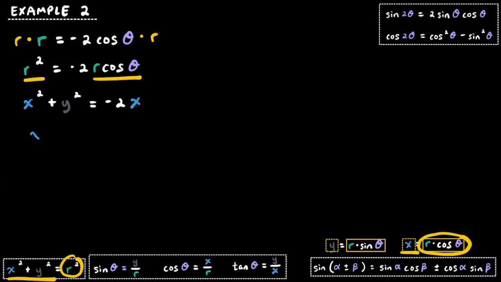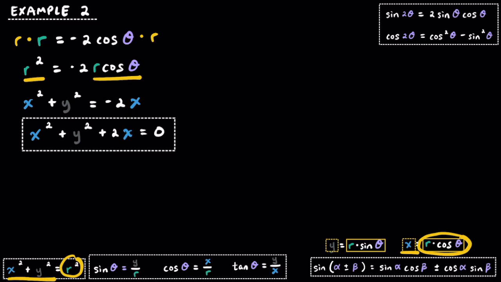Adding 2x to both sides, we can write our final rectangular equation as x squared plus this y squared that was already on the left, but moving that negative 2x over to the left side, we're going to add 2x and set that equal to 0. There's our rectangular form.